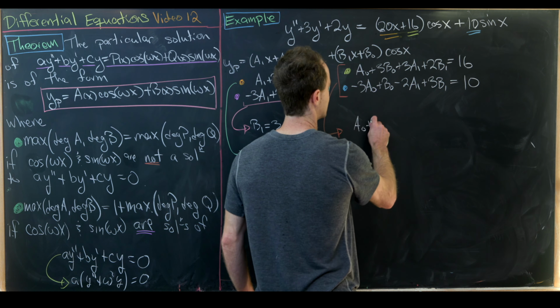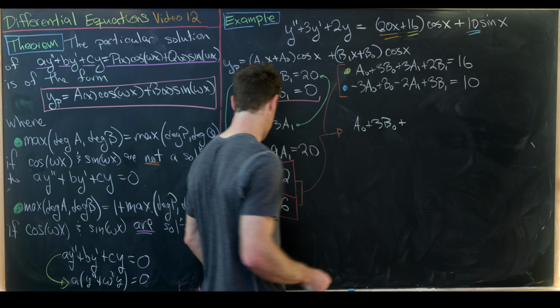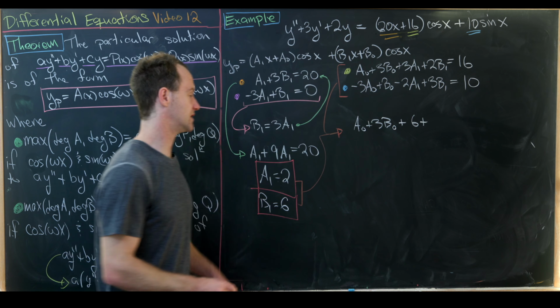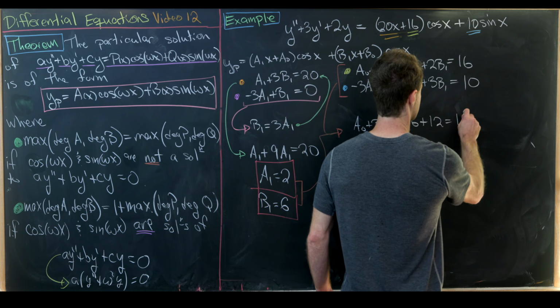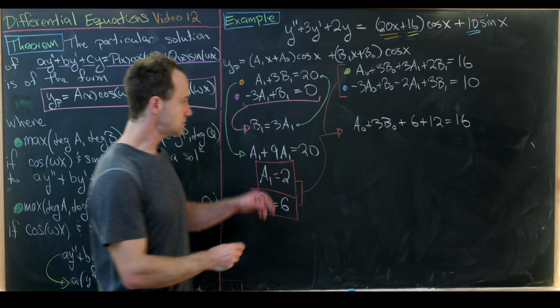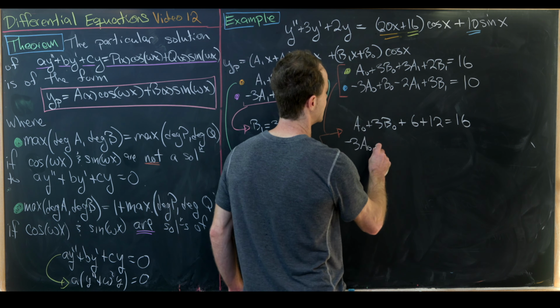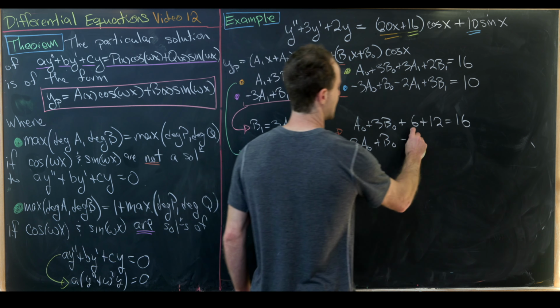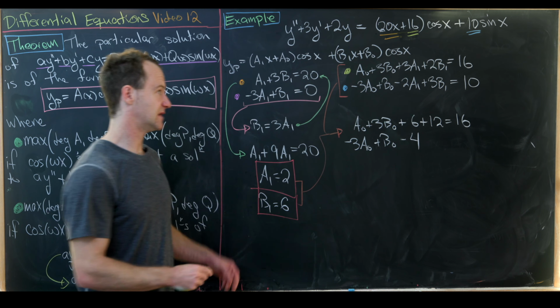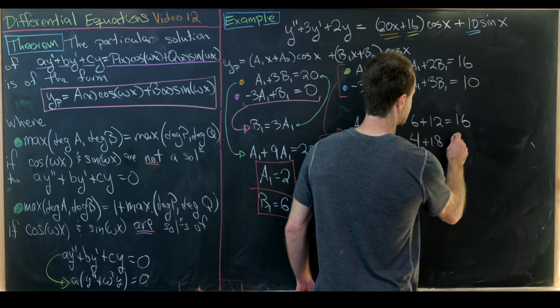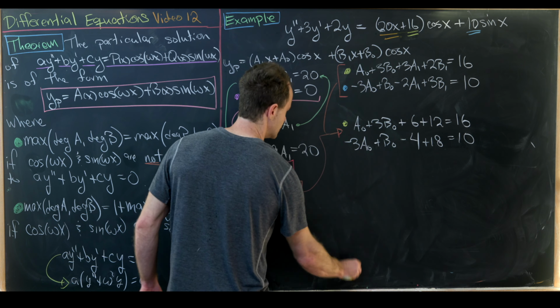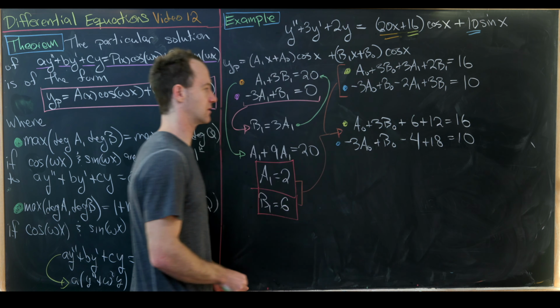We'll have a0 plus 3b0 plus 3 times a1, so that'll be 6, plus 2 times b1, so that'll be 12, equals 16. And then we'll have minus 3a0 plus b0 minus 2 times a1, so that'll be minus 4, plus 3 times b1, so that'll be plus 18 equals 10. And this, just to bring the color coding down, is our new version of our yellow dotted equation and our blue dotted equation.